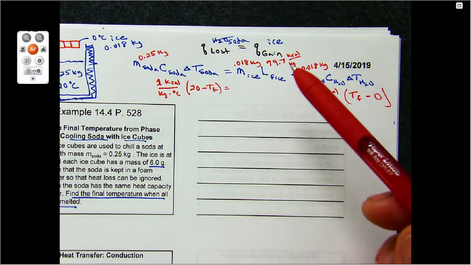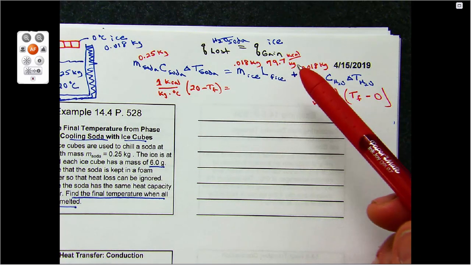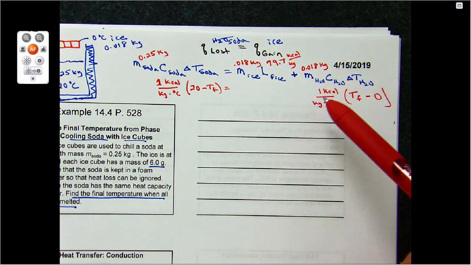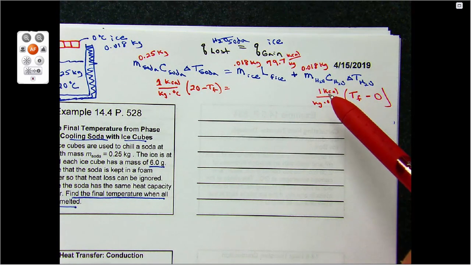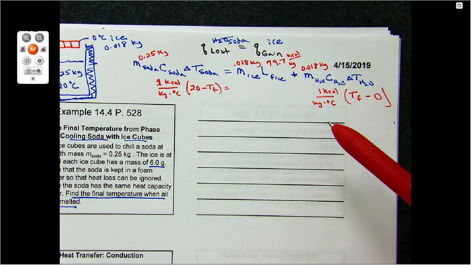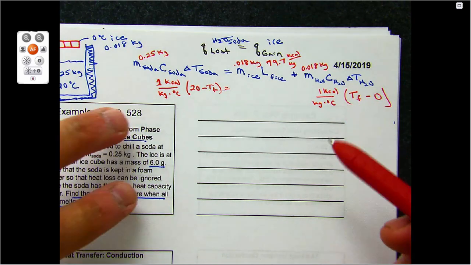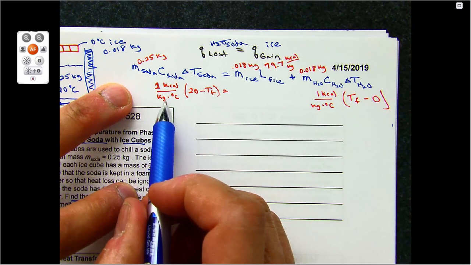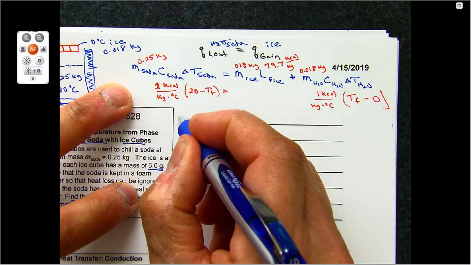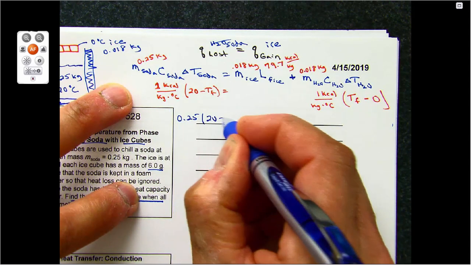So we're going to drop our ice cubes in. They're all going to melt. Not only are they going to melt, but that added water is going to warm up as well. So when everything's done, we have no ice left. What temperature do we have? T final. Well, let's see if we can get this out of this. This is going to be 0.25, making sure I've got the right units, times 20 minus T final.